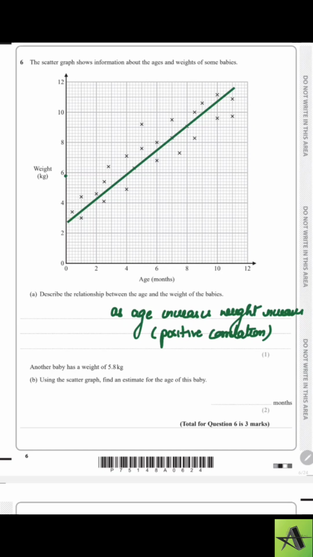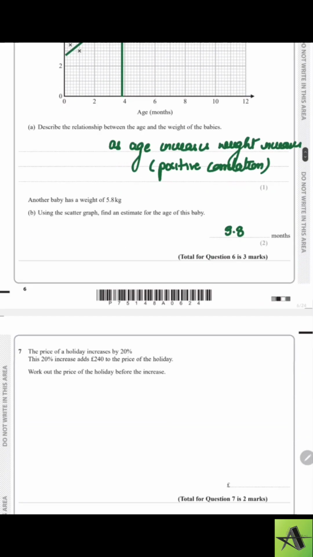This is 5.8. Let me draw a horizontal line over it until it touches your graph, and then a vertical line like this. So the final value would be 3.8, 3.7. We can get the answer. So the age is 3.8 months. Moving on to the next question.